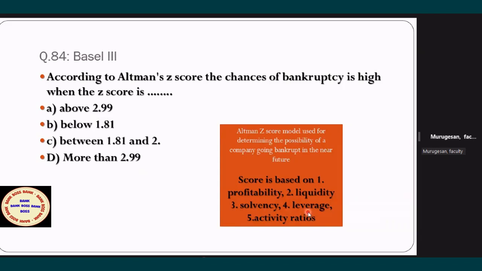Leverage means taking a high loan. Leverage means taking so much loan that they are over-indebted.